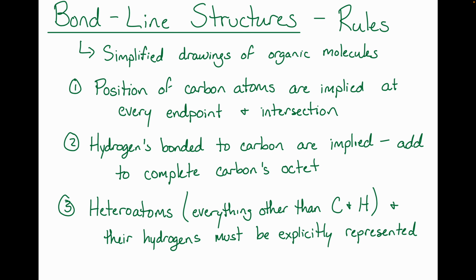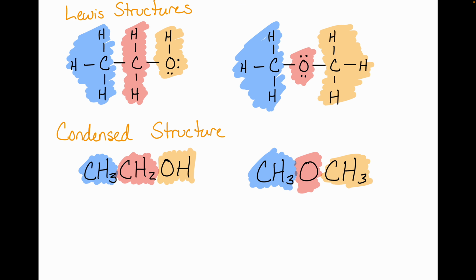If you have any oxygens or nitrogens or fluorines or chlorines, you will see those chemical symbols in those bond line structures. They're explicitly represented. All right, so again, what we call heteroatoms in organic chemistry, which is everything other than carbon and hydrogen, those heteroatoms and their hydrogens have to be explicitly represented in our bond line structures. All right, so let me show you what I mean by that by going back up to this example that we started out with. I'm going to get rid of my color coding here so it's not too busy.